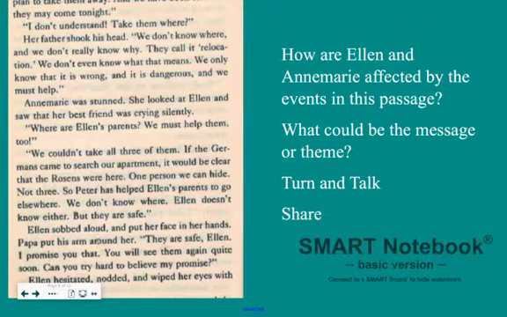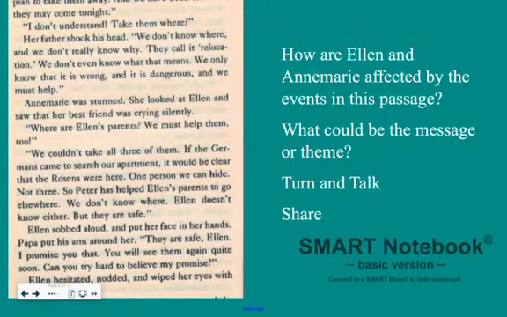Ellen sobbed aloud and put her face in her hands. Papa put his arm around her. They're safe, Ellen. I promise you that. You will see them again quite soon. Can you try hard to believe my promise? Ellen hesitated, nodded, and wiped her eyes with, I think it says her sleeve.